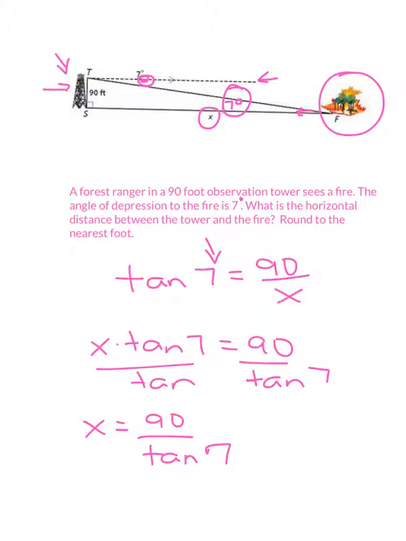So x is equal to 733 feet when I round to the nearest foot. So that's the distance between the tower and the fire.